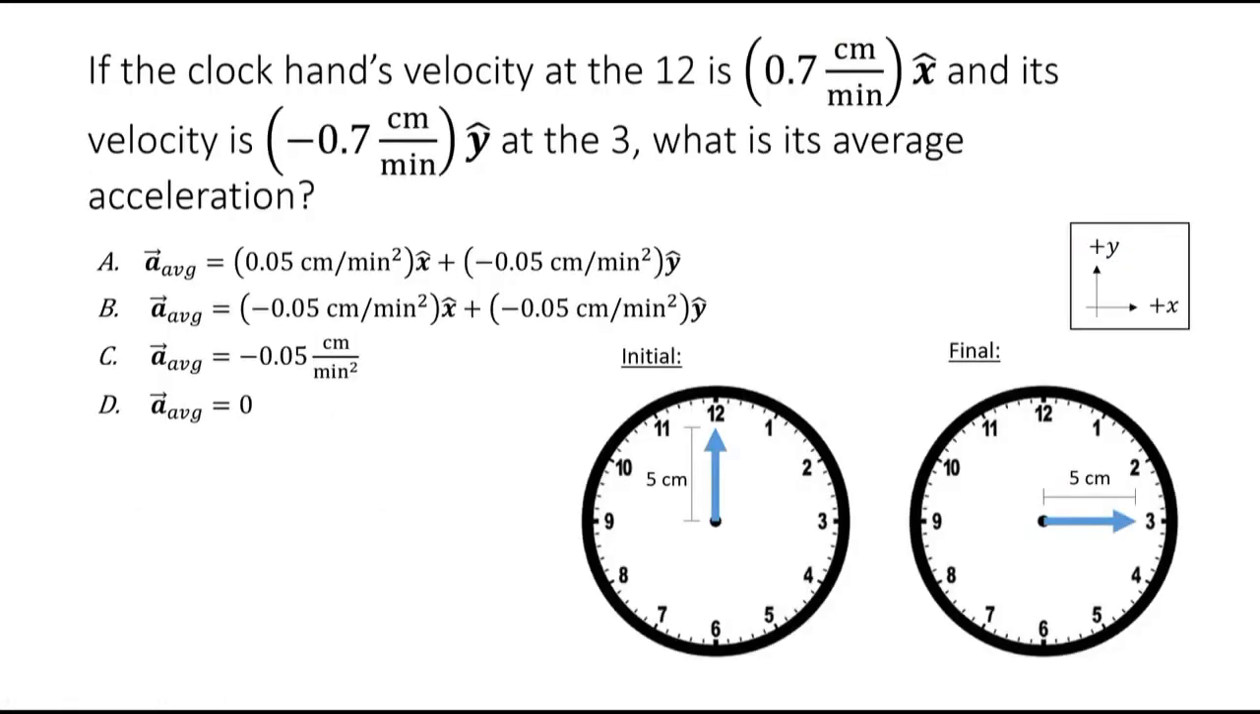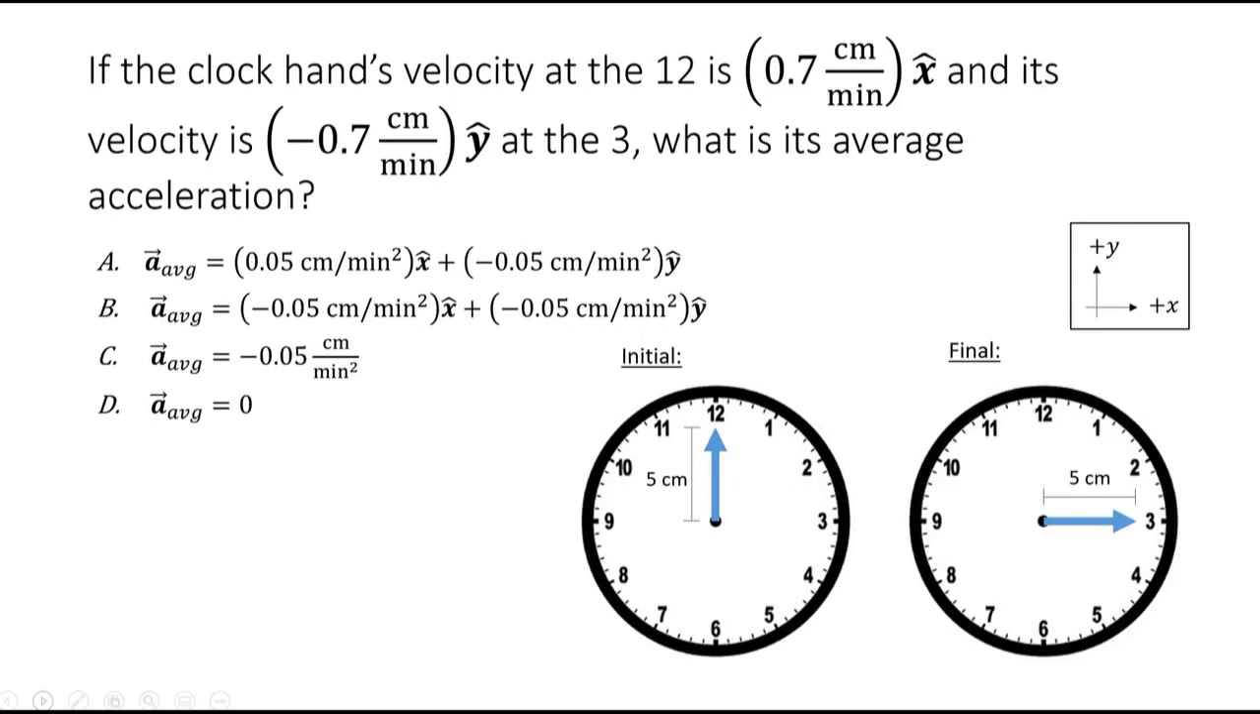All right, let's do one last practice problem here today. So we see that if the clock hand velocity at the 12 is 0.7 centimeters per minute in the x-hat direction, and then when the clock hand reaches the 3, its velocity is now minus 0.7 centimeters per minute in the y direction, we want to know what is the average acceleration over that time frame when the clock is moving from the 12 position to the 3.